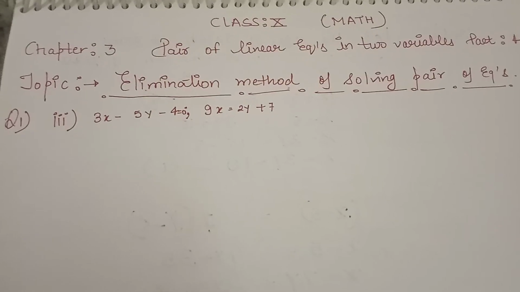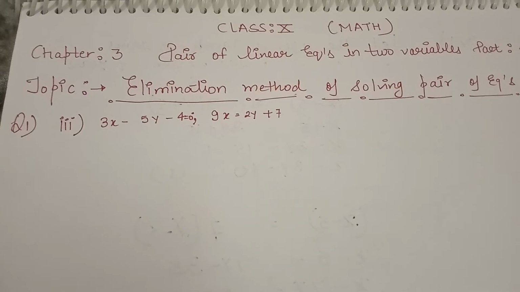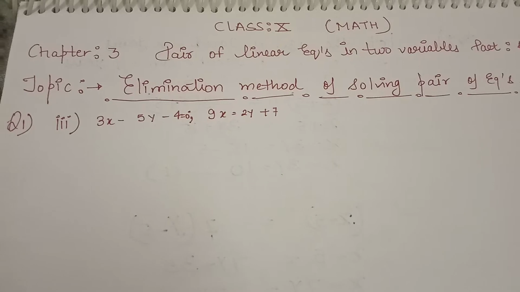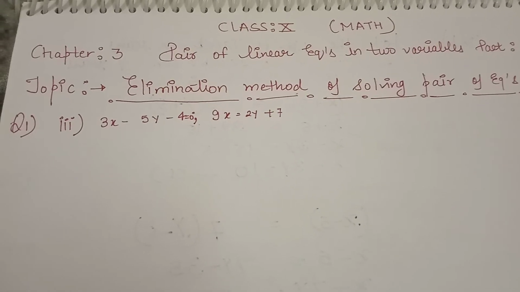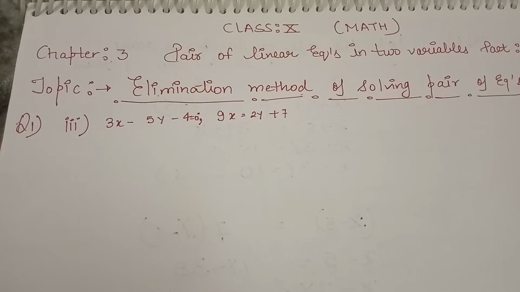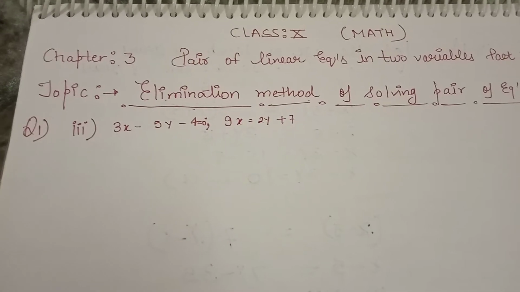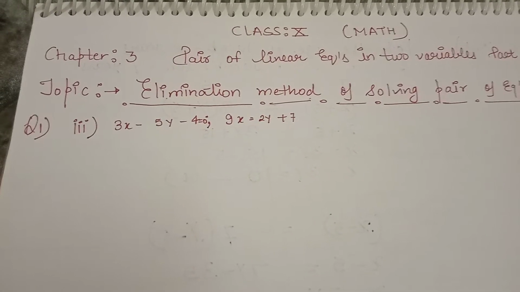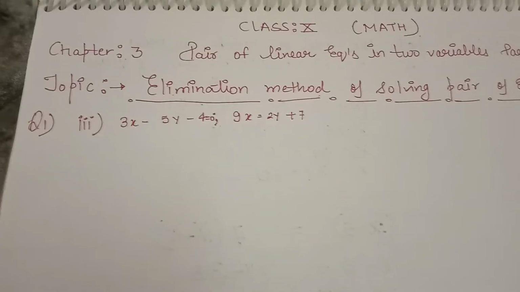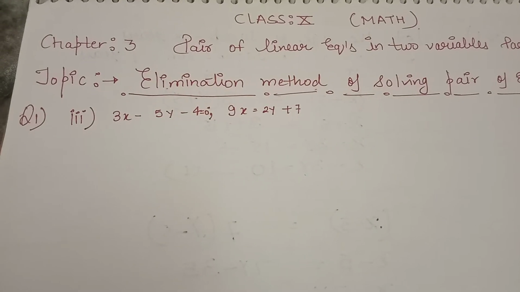As I told you, elimination method means eliminate one variable from both the equations. Then we will be able to find the value of another variable. So, how to eliminate any one variable from both the equations? So step by step we will do.